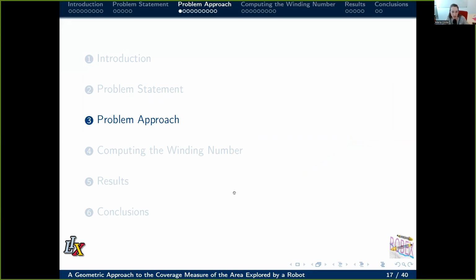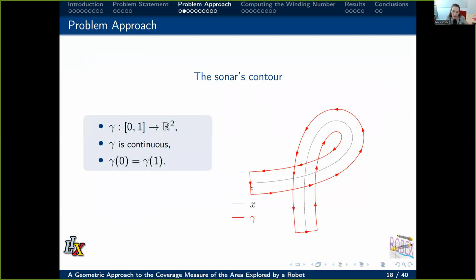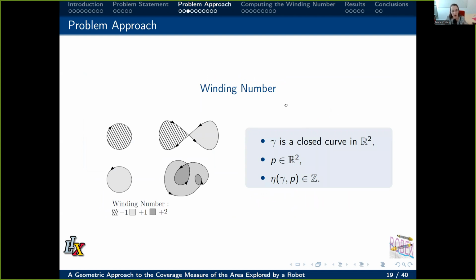Okay, and how do we approach this problem? From the knowledge of the robot's trajectory X and from the knowledge of the range of visibility of the sensors, we define the sonar's contour. The sonar's contour is represented here in red, and it's an oriented, continuous closed curve in the plane. The fact that the sonar's contour is a closed curve in the plane allows us to explore some interesting topological properties. One of them is the property of winding number that we are going to be using. The winding number, in a nutshell, is an integer that represents how many times a closed curve in the plane surrounds a point in the plane in a counterclockwise manner.